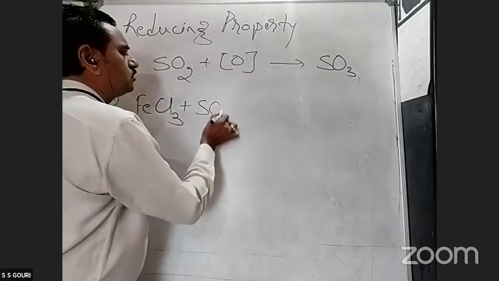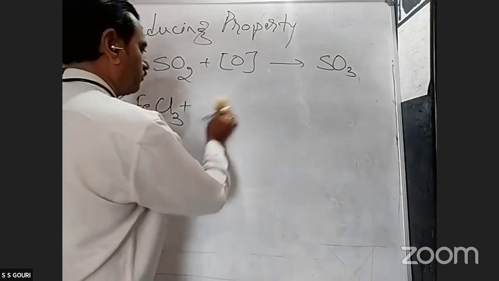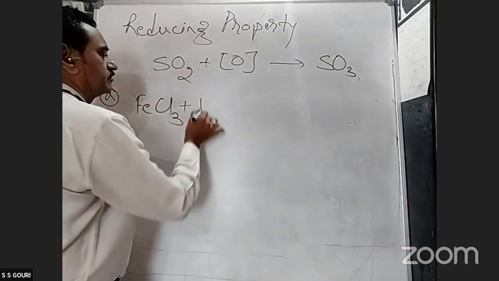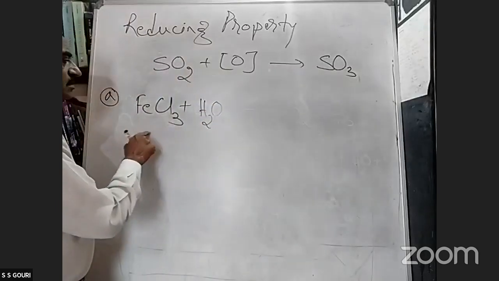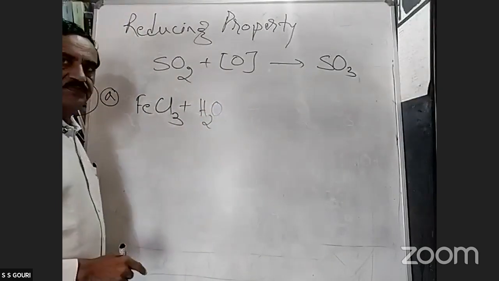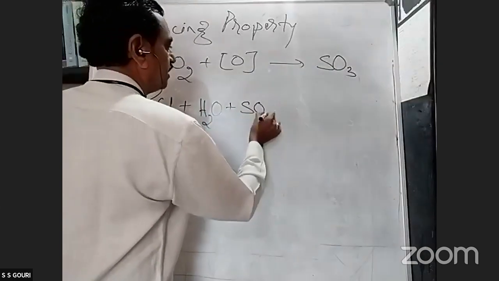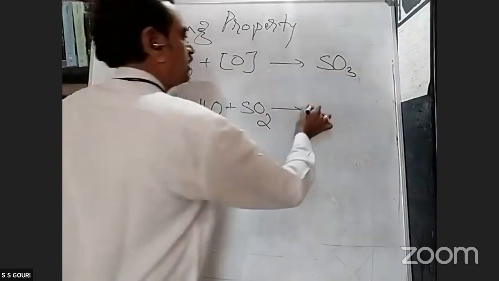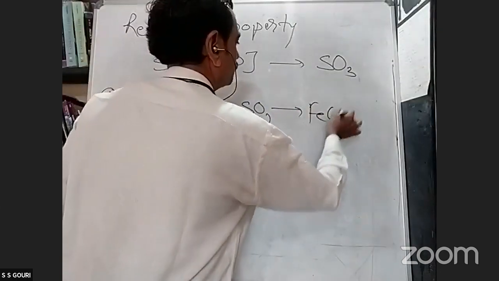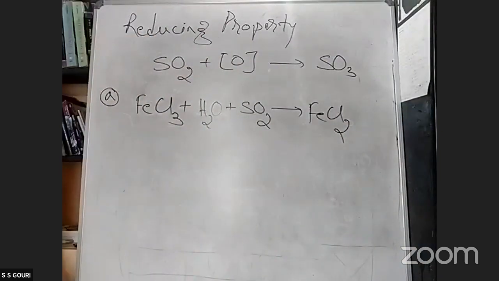You take the solution of ferric chloride in water, add water to it, it forms a solution. It is a reddish brown colored solution, ferric chloride. Now pass sulfur dioxide into it. It is converted into FeCl2. Yes, what is FeCl2? Ferrous chloride.